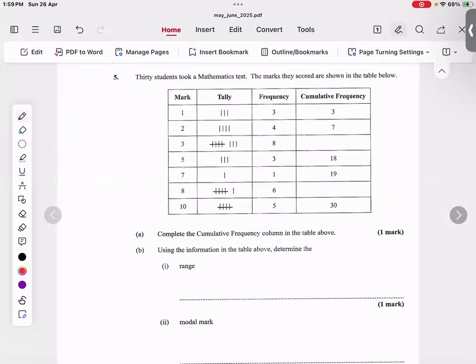Okay, here we go. 30 students took a mathematics test. The marks they scored are shown in the table below. And I'm sure everybody in here can read that table and interpret what the table is saying. So on the table here, we have the data on the left. In the middle column, the second column, we have the tally, which I don't need to explain, I know how tally works already. And all of that is filled out, so that won't help us. The frequency is how often that particular mark was scored. Because remember, the table is saying that 3 people scored 1.